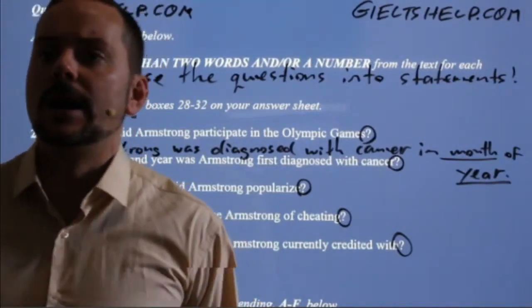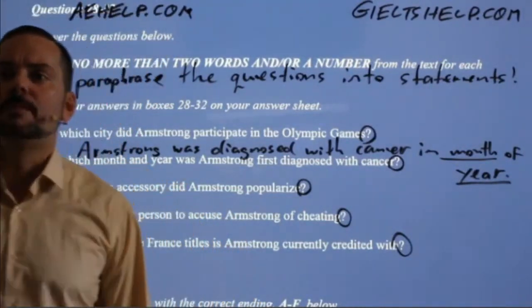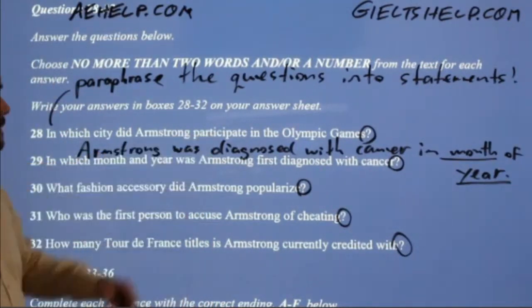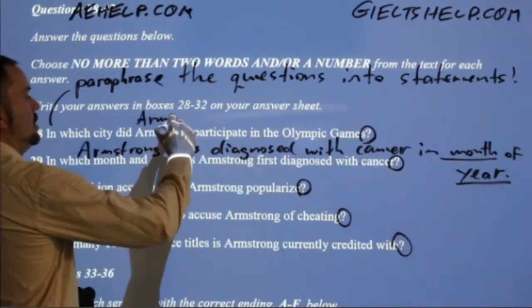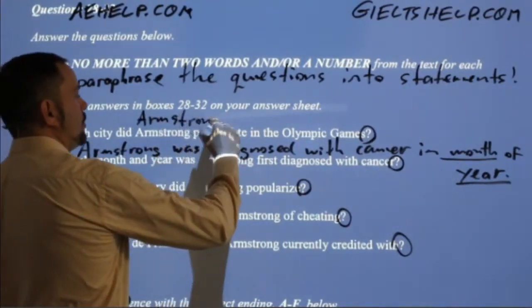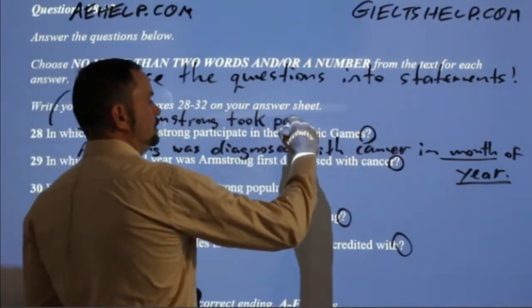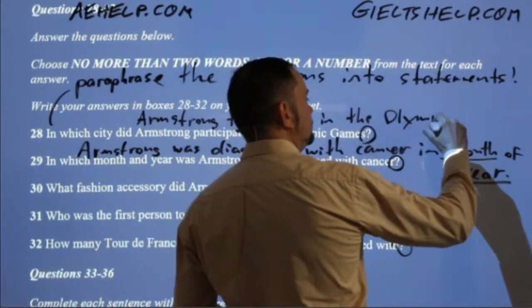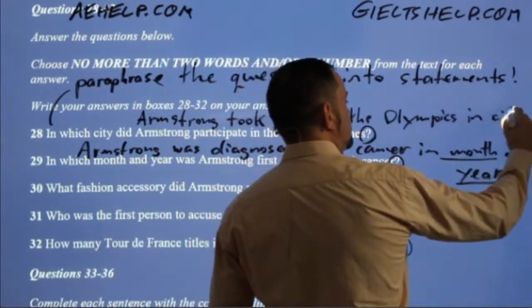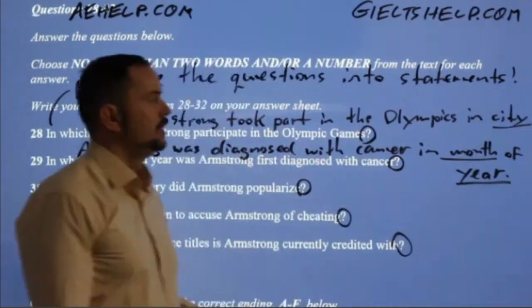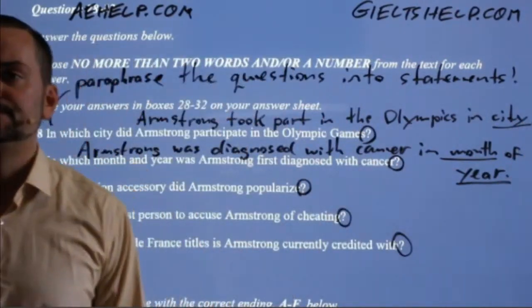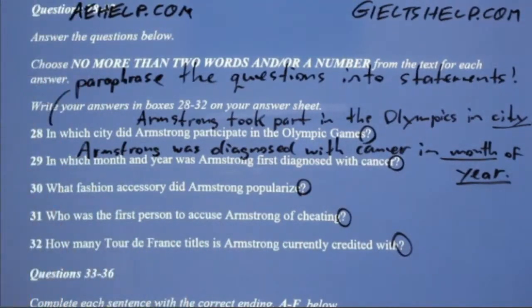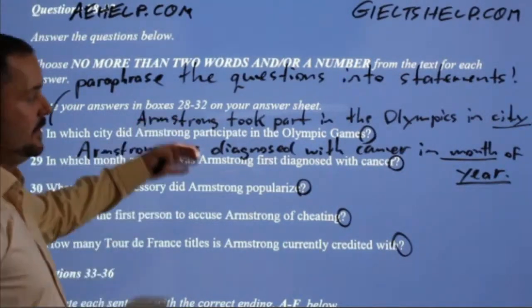Okay, so Bekjan says Armstrong took part in the Olympic Games in the city. So Armstrong, instead of participate, took part. Yeah, it's very good. So Armstrong took part in the Olympics in and then city. Yeah, so that's what you're looking for. That's what you're thinking about. Yeah, Nick Hill, very good. Same idea. Armstrong took part in Olympic Games and the city was. Okay, very good. That's what you're doing.